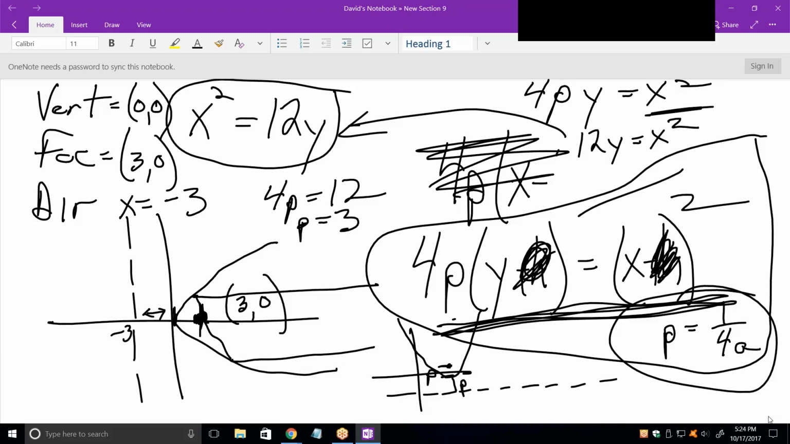What question did it ask? It says the focus is blank, type an ordered pair. But it said the vertex at 0, 0 was correct, which makes sense. Doesn't like the focus of 3, 0? Yeah, that's what it's saying. It's definitely it.